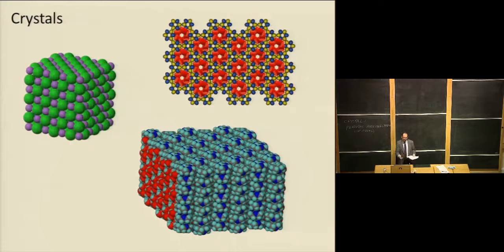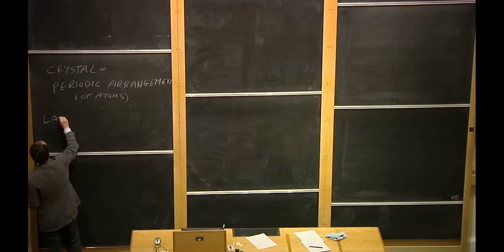So this is a simple crystal over on the left, and then you have more complicated crystals over on the right. They can have many different types of atoms. The atoms can be in very complicated arrangements, but as long as it's periodic, it's a crystal. A very important definition, I'm actually going to give several definitions of this word, which are all equivalent.